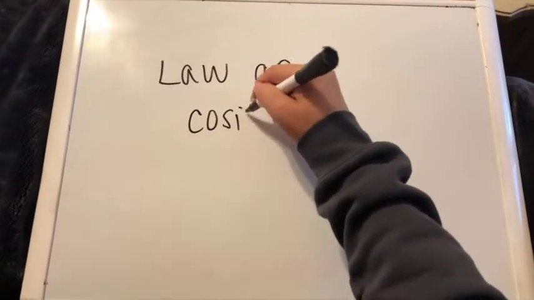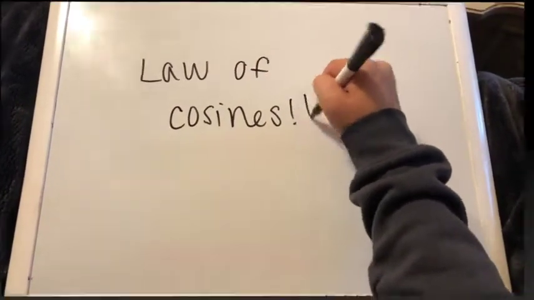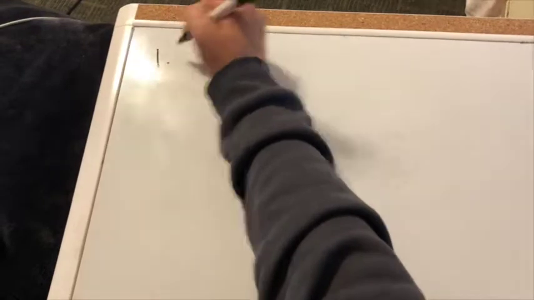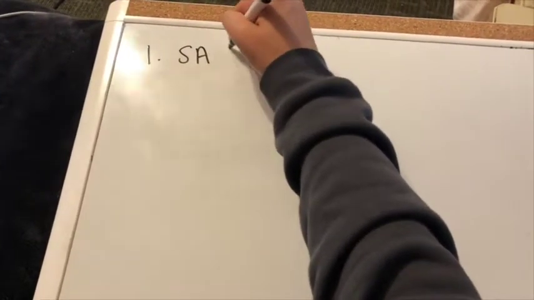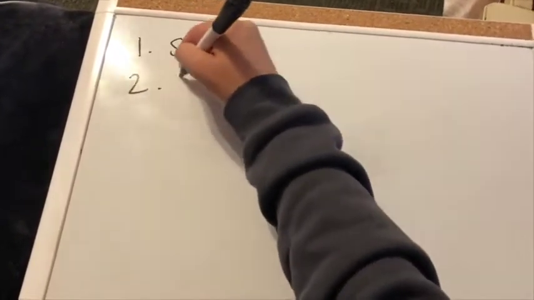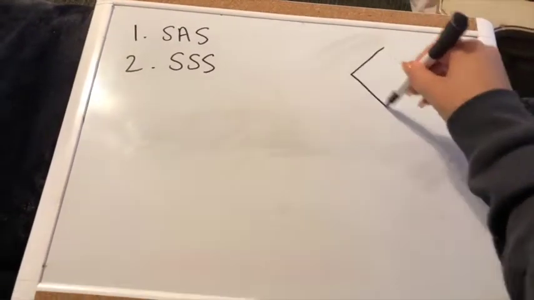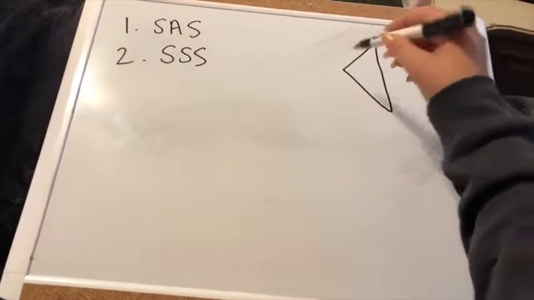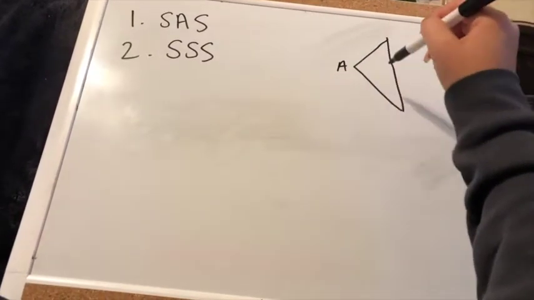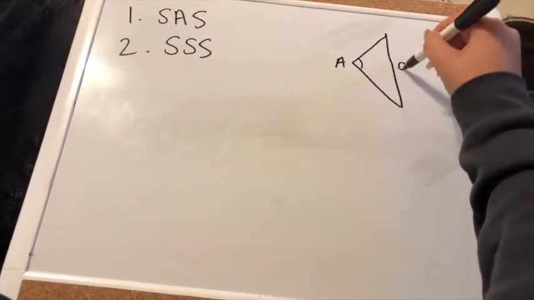Now, you may be wondering, what is the law of cosines? Well, the law of cosines is used to find the remaining parts of a non-right triangle when either the lengths of two sides and the measure of one angle is known, side angle side, or the lengths of three sides, side side side, are known.